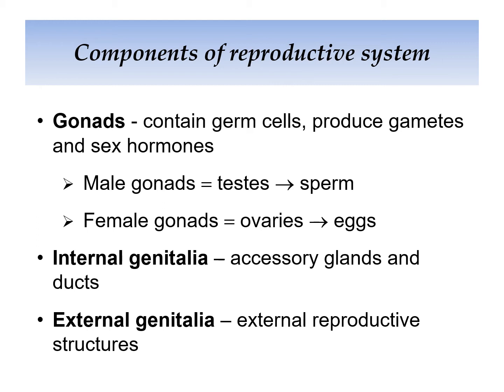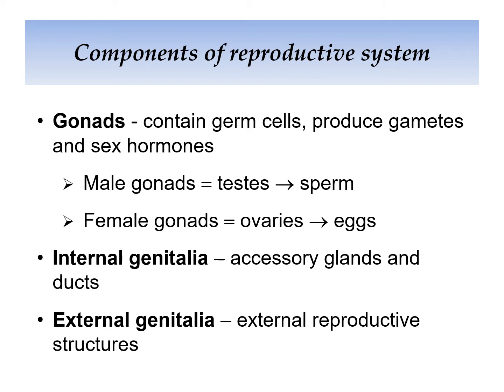So when we look at the components of the reproductive system, you have the gonads. The gonads are essentially what contains the germ cells, which are essentially stem cells that produce the sex cells as well as the hormones. And then when we differentiate between males and females, the male gonads are the testes, which make sperm, and the female gonads are the ovaries that make eggs.